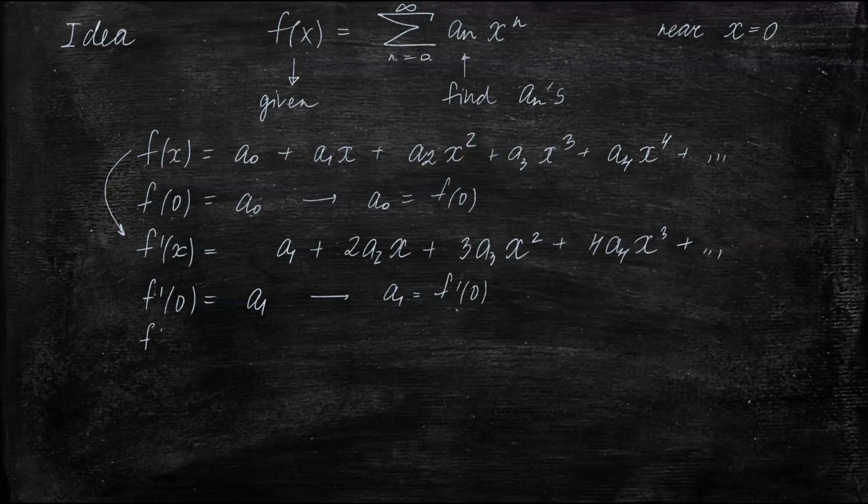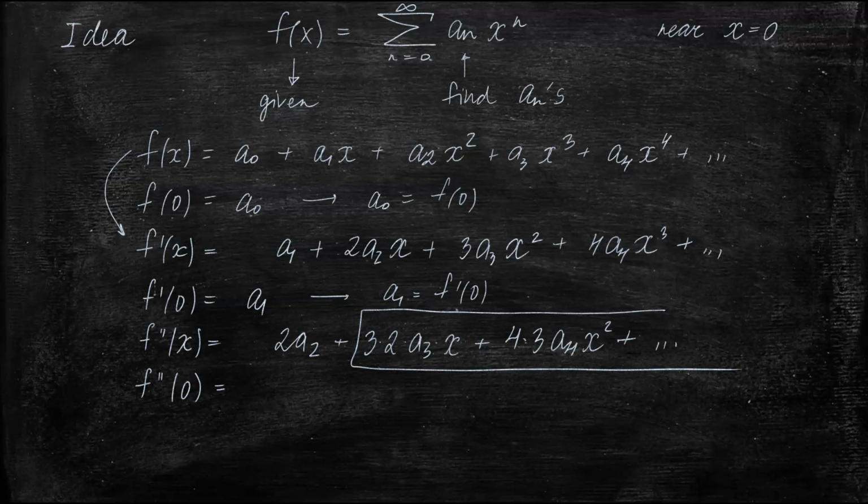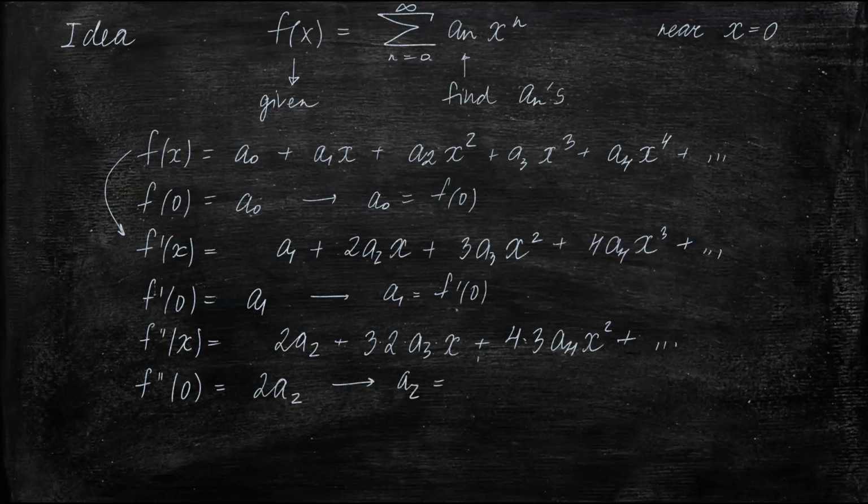In the same manner, we can find the second derivative. It will be 2a2 plus 3 times 2a3x plus 4 times 3a4x squared plus, and so on. Then plugging in 0 for x, we'll get rid of all of this, and we'll only have 2a2 left, and then a2 therefore will be equal to the second derivative at 0 divided by 2.